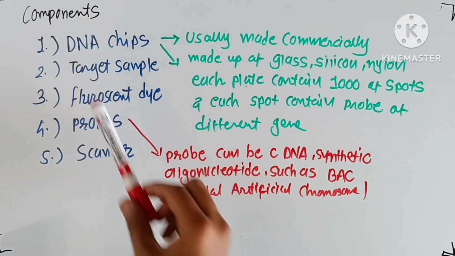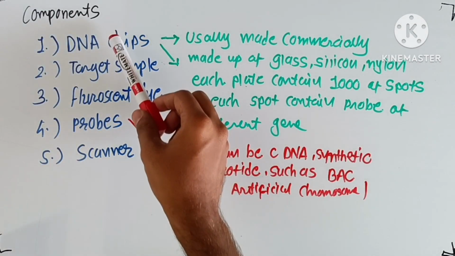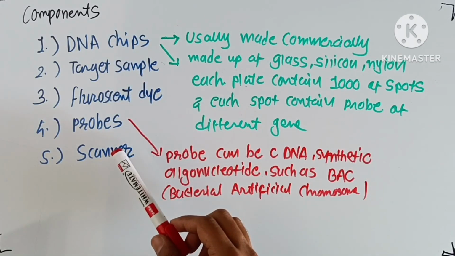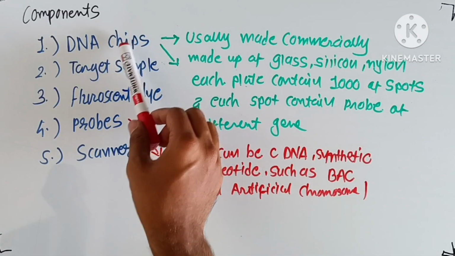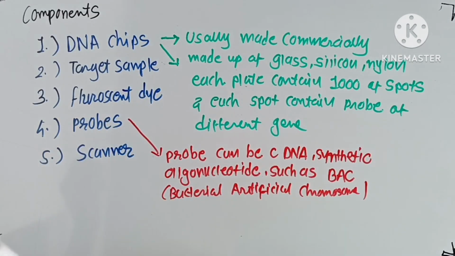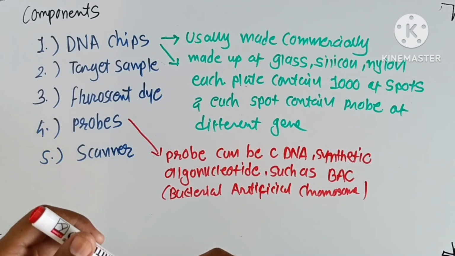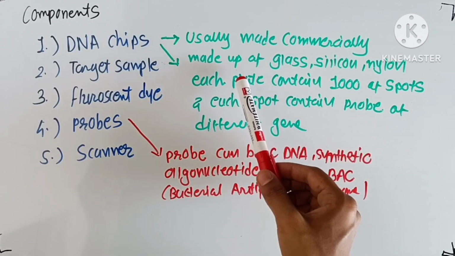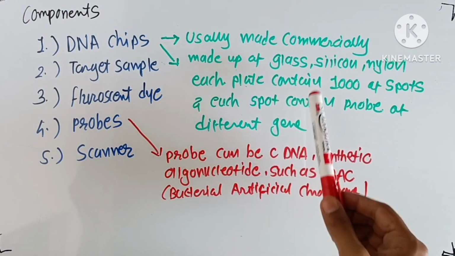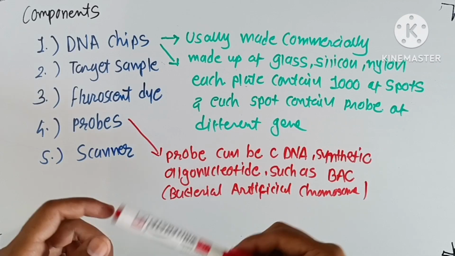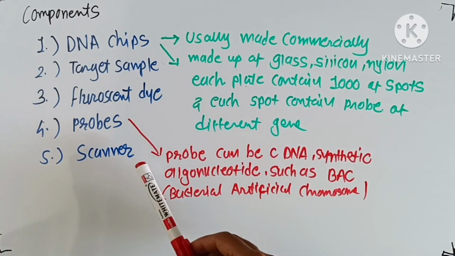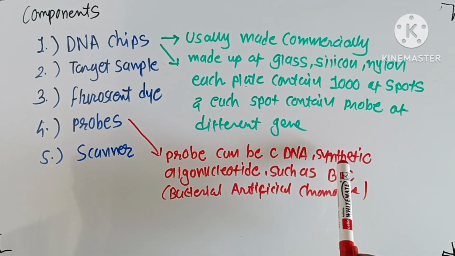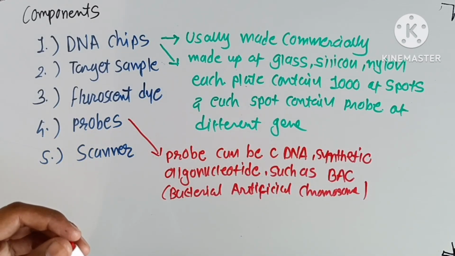Now, what components are required for the microarray technique? Basically five components are needed. First is DNA chips, then target sample, fluorescent dye, probes, and a scanner. DNA chips are nothing but a microscopic slide. Usually, commercially available microscopic slides or DNA chips are used, made of glass, silicon, or nylon. Each plate contains thousands of spots, and each spot contains a probe of a different gene. The probe can be cDNA or a synthetic oligonucleotide, such as a BAC, bacterial artificial chromosome. So these are the components.